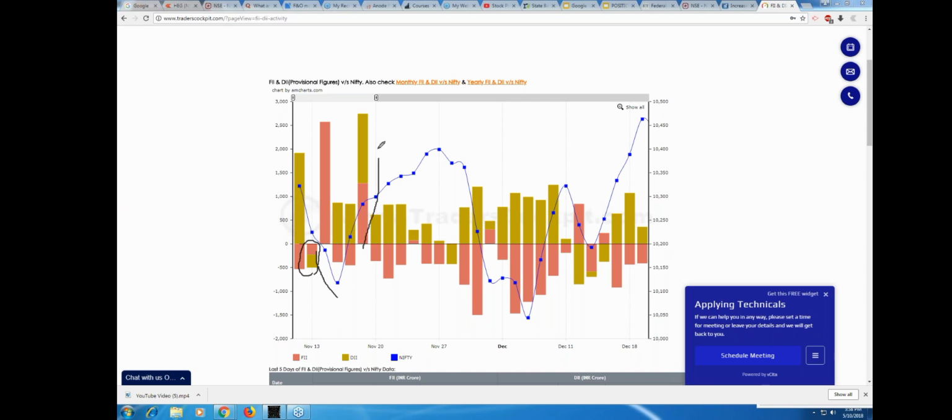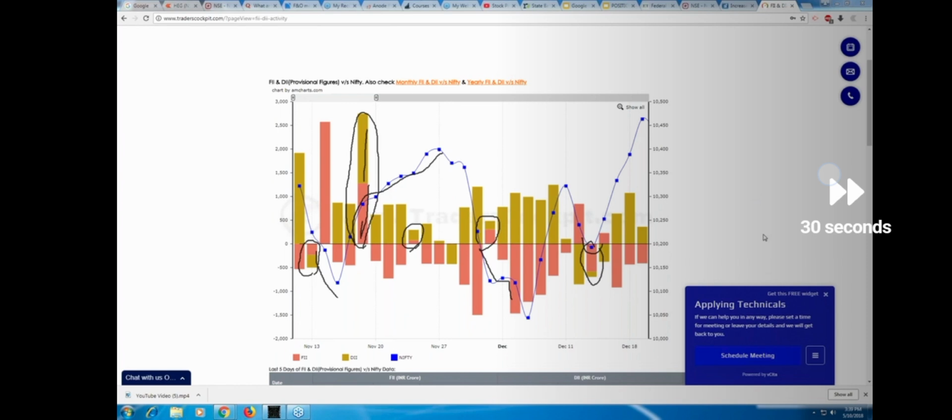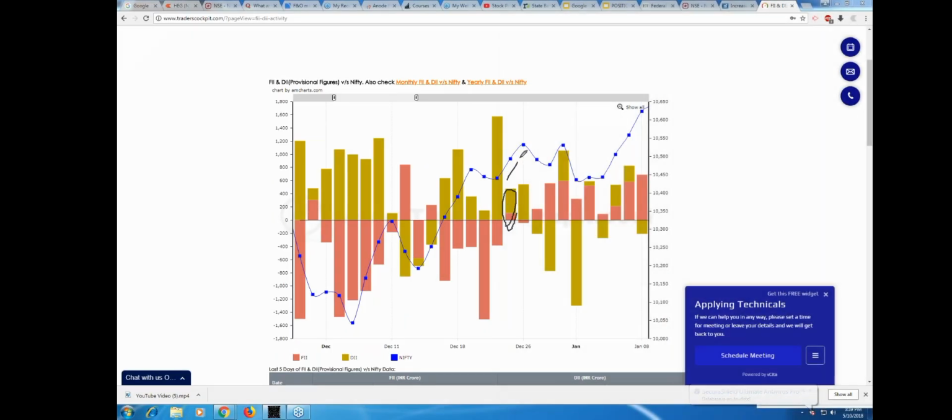Similarly, see here, they both were buying and the market is going up, right? Here also they both are buying, and you can see the market is heading up. There's a bit of an exception you can see here, where both are selling. Of course, it was the lowest point of the market, but the next day the market went up, right?